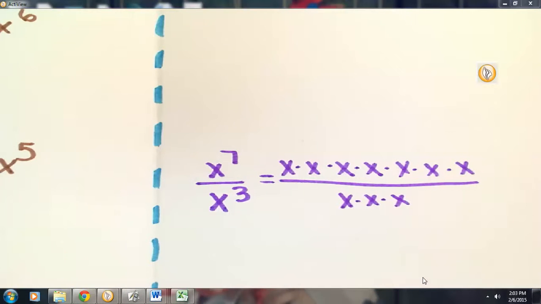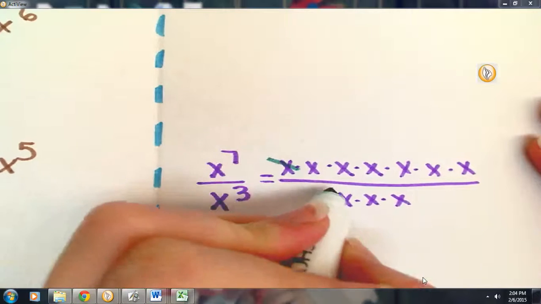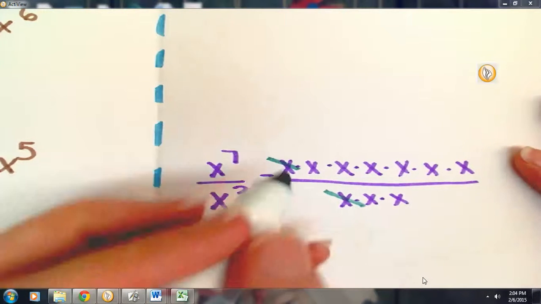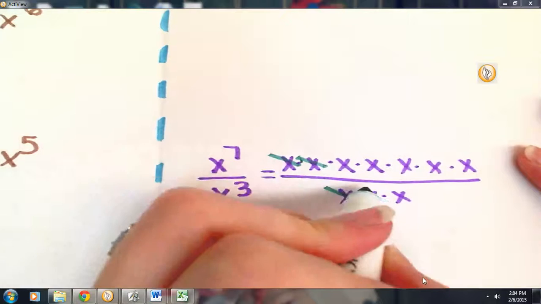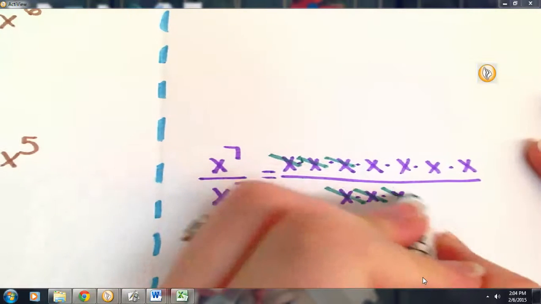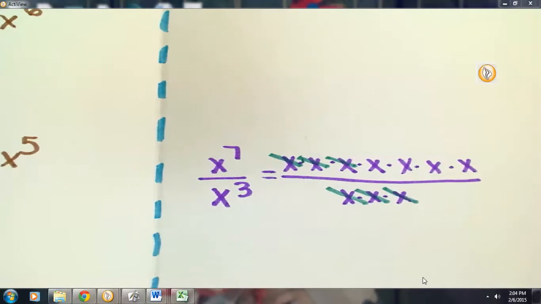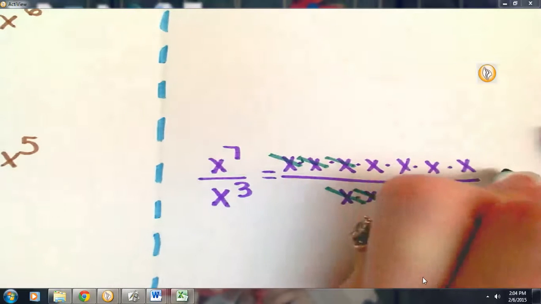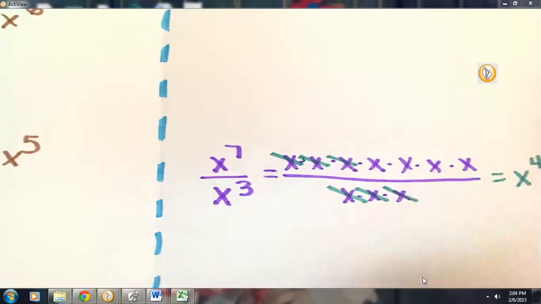Now, we could simplify this. What is x divided by x? What's 2 divided by 2? 1. What's 8 divided by 8? What's x divided by x? 1. Anything divided by itself is always 1. So here I've got x divided by x. That's going to simplify to 1. I've got another x that I could simplify, and a third x that I could simplify. How many x's am I left with? 4. How do we write that answer? X to the 4th power.